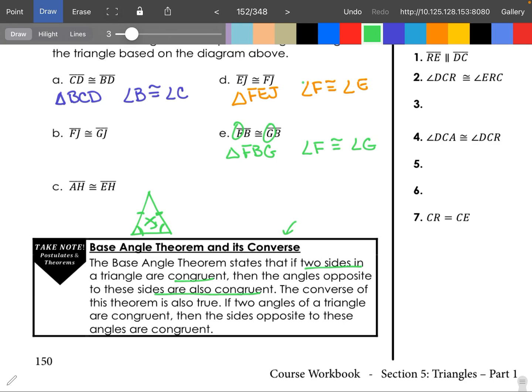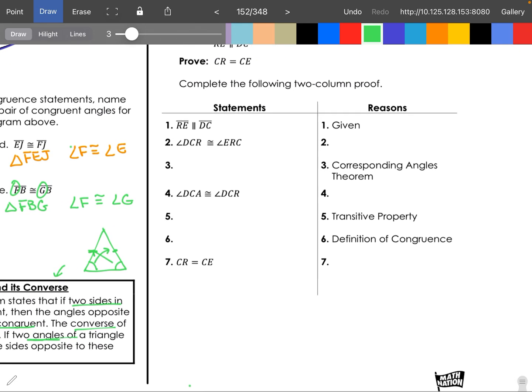The converse of that says if they give us the angles first, then the opposite sides are congruent. So the converse is if they give us the angles first. This is just like when we had parallel lines. If we knew the lines were parallel, then the angles were congruent. But if they told us the angles were congruent, then it was the converse. So if they're giving us the angles, it's the converse, just like in that prior theorem that we had before.